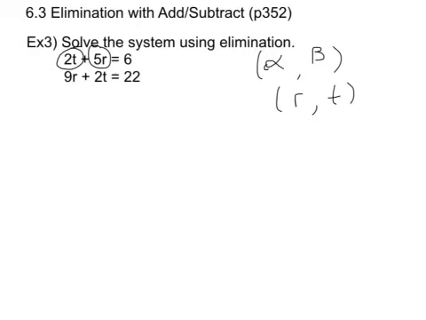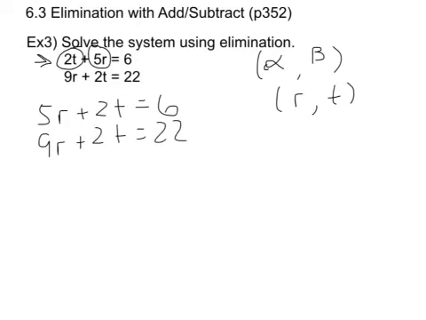They did not line them up nicely for us. So I'm going to redraw the equations so they're lined up in alphabetical order. So I've got to rearrange this first one. I'm going to call it 5r plus 2t equals 6. So I just rearrange that, and now I also have 9r plus 2t equals 22.